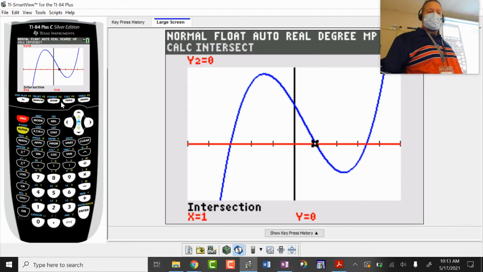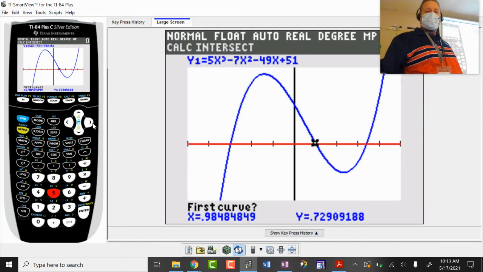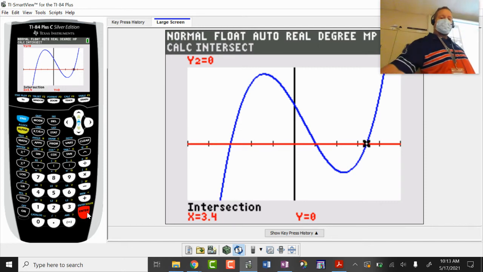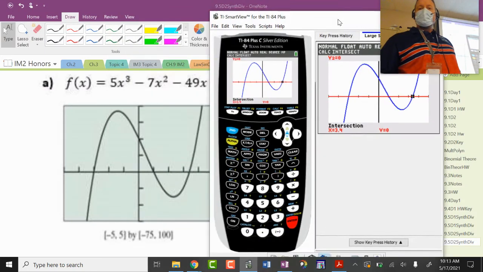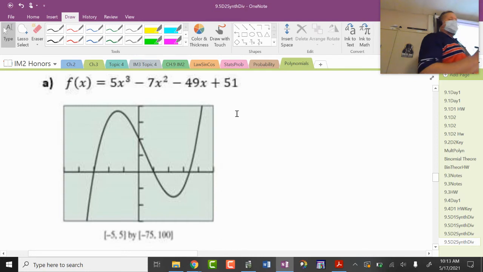Okay, now we can look at this other one real quick. Watch how fast it is. Second calculate, 5 intersect, but all you have to do now is just arrow over. I'm using the right arrow if you can see this. And then just hit enter, enter, guess, whatever, enter. 3.4, interesting, 0. So that is for in case they didn't give you this picture. Okay, but fine. All that was useless.